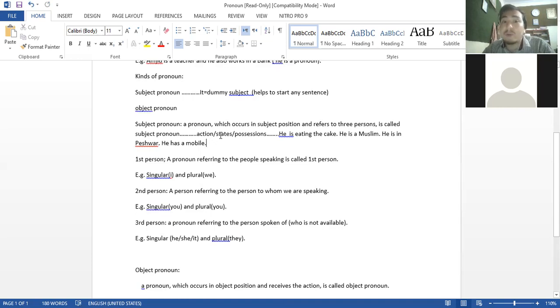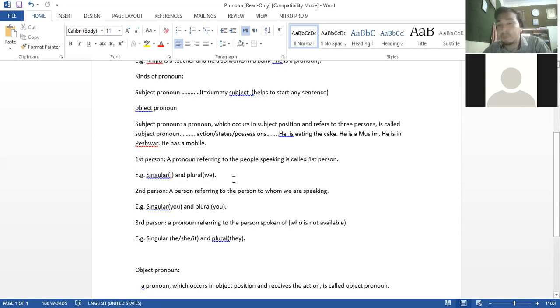So the subject pronoun is the doer of an action, the shower of state, as well as the shower of possession. Clear? And we are having 7 subject pronouns. Now, what is first person subject pronoun? The speaker is called the first person. So we are having two first persons: one is singular and the second is plural, which is I and we.